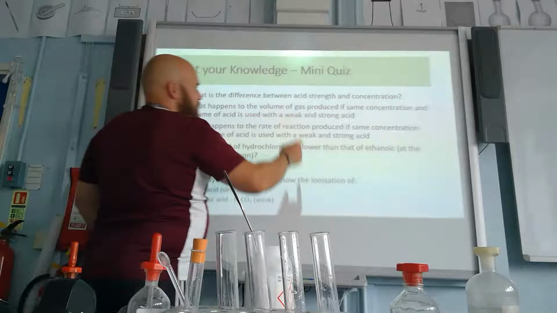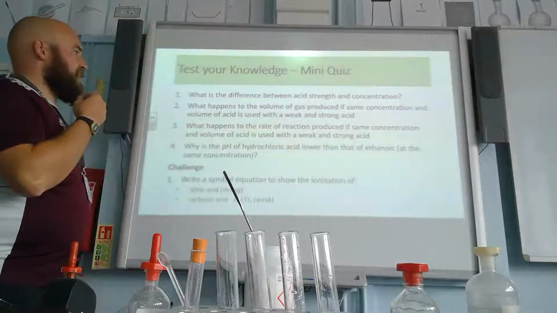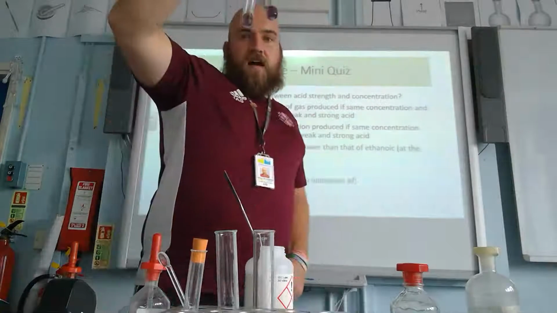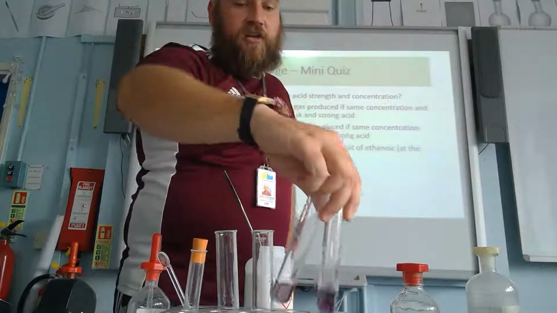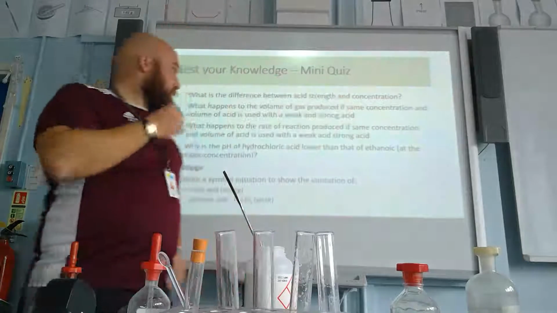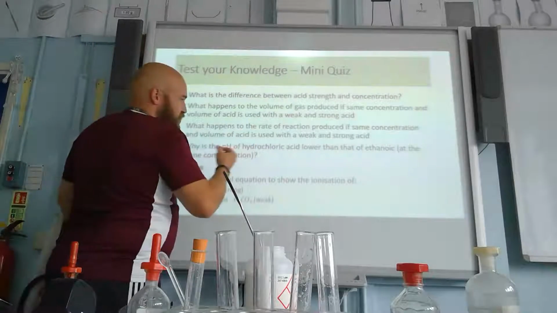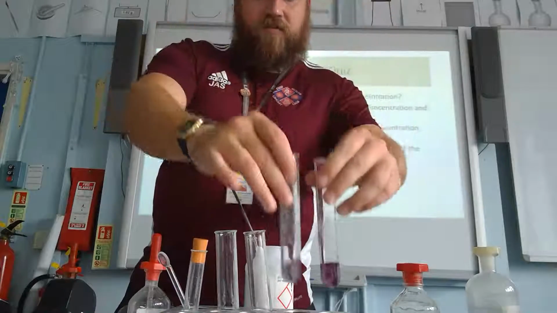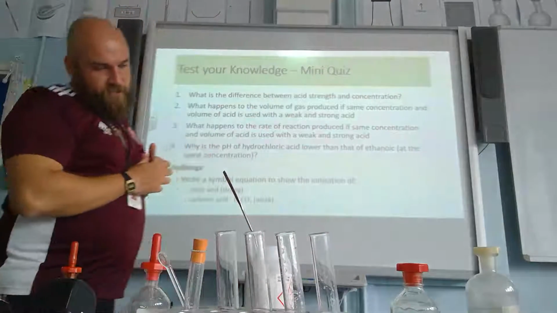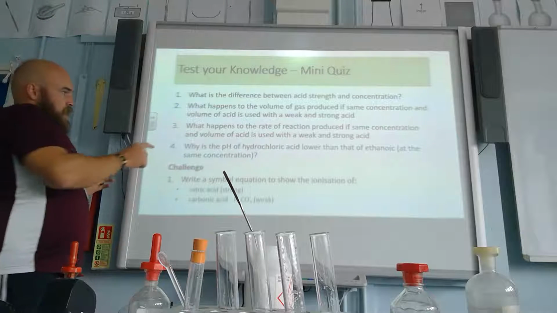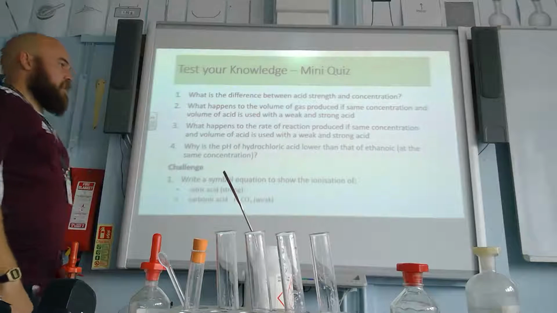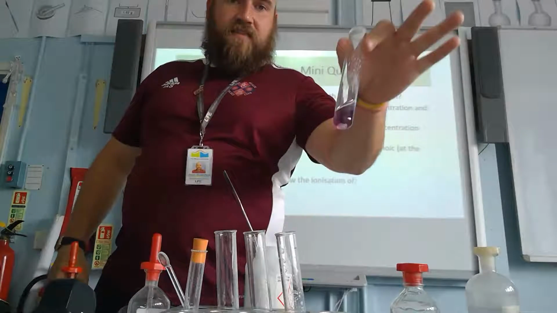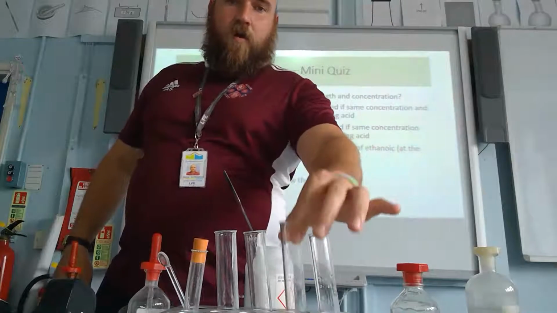What happens to the volume of gas produced if the same concentration and volume of acid is used with a weak and strong acid? So again, think back to this. I had exactly the same volume, I had exactly the same concentration. What would happen to the amount of gas produced? What happens to the rate of reaction? So this links to the speed of the reaction. When those two reacted, was there a difference in terms of how quickly they produced? And then why is the pH of hydrochloric acid lower than that of ethanoic acid of the same concentration? So why was, at the start of the lesson, that one pink and that one orange?